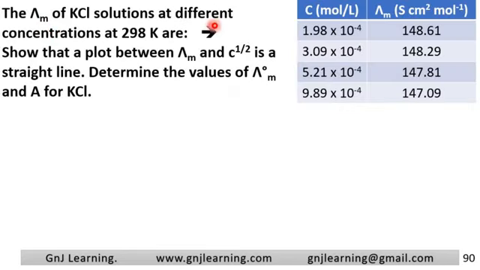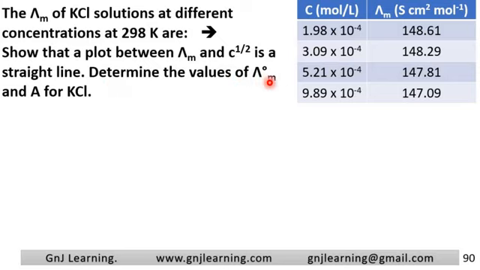Lambda m of KCl solution at different concentrations at 298 K. So different concentrations are given here and the lambda m values are given. Show that a plot between lambda m and c half, as we saw in the last slide, is a straight line. I have to draw the graph, substitute these values, and show that the plot is a straight line. Determine the values of lambda m0.